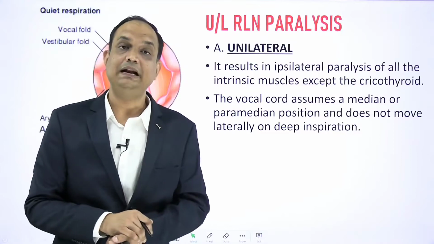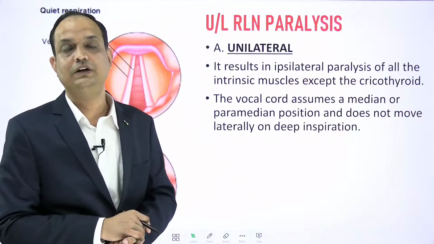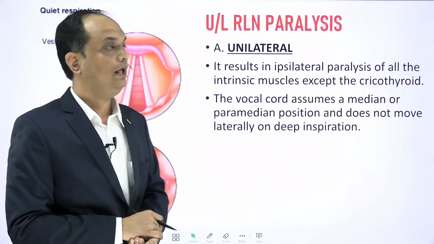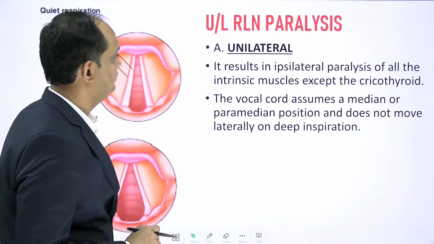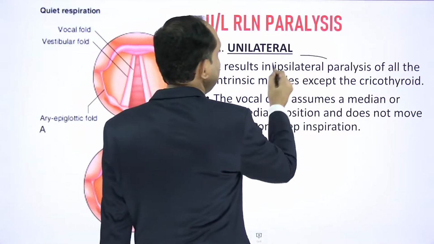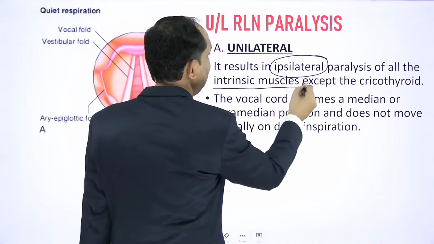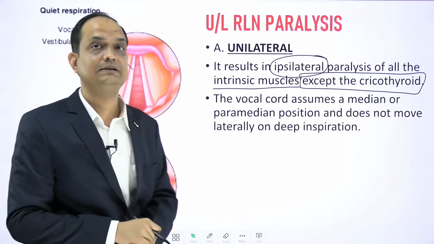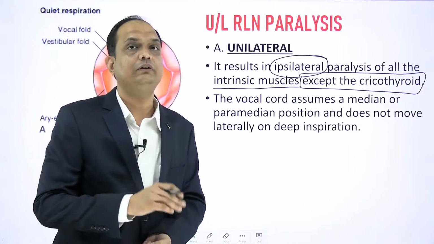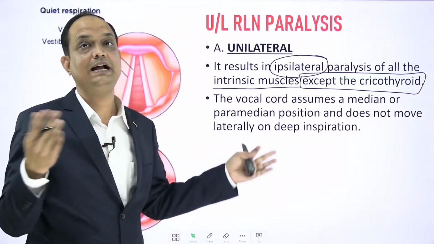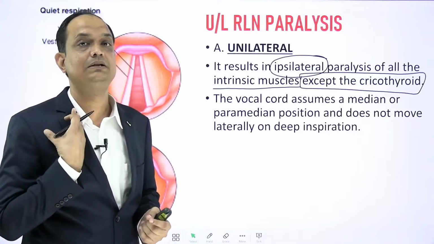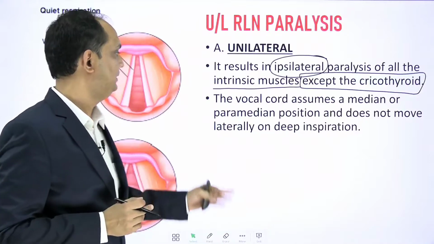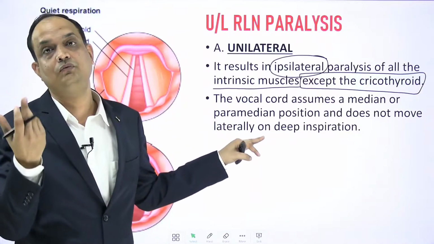Now, the paralysis can be unilateral and bilateral. So first we will discuss unilateral recurrent laryngeal nerve palsy. Now when the unilateral recurrent laryngeal nerve palsy occurs, it results in the ipsilateral paralysis of all intrinsic muscles except cricothyroid, because we just discussed that cricothyroid is supplied by the external laryngeal nerve. So suppose my right recurrent laryngeal nerve gets damaged, all the muscles on my right side get paralyzed except cricothyroid. Now what about my right vocal cord?